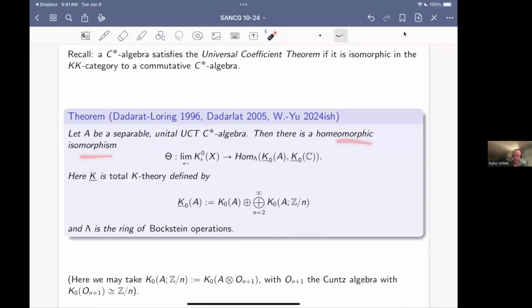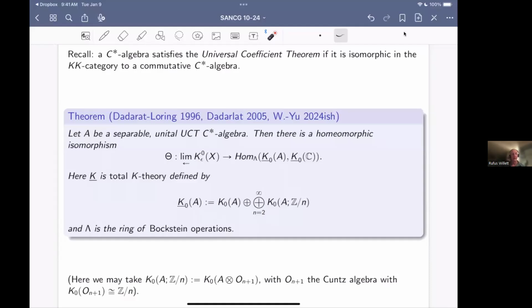Then there is a homeomorphic isomorphism between this KL group, this inverse limit of controlled K-homology groups with its inverse limit topology, and the group of homomorphisms, morally the group of homomorphisms from the K-theory of A to the K-theory of the complex numbers, except that's not quite enough. So what you do is you take the K-theory of your algebra, and also all the K-theory with finite coefficients, and you have coefficient change operations, so-called Bockstein operations, acting on those, and you take the homomorphisms between those groups which are consistent with those operations. Morally speaking, this is just homomorphisms from K0 of A to K0 of C, but that's not actually what it is, and you do need these groups with finite coefficients, unfortunately.